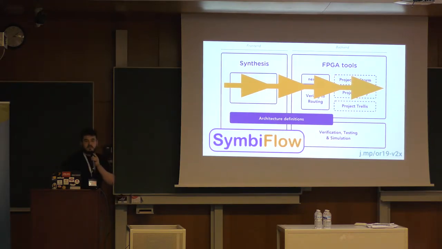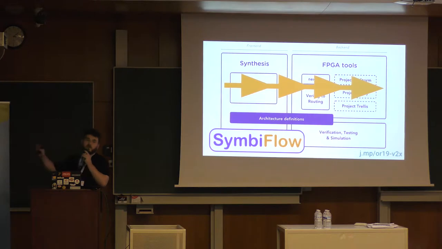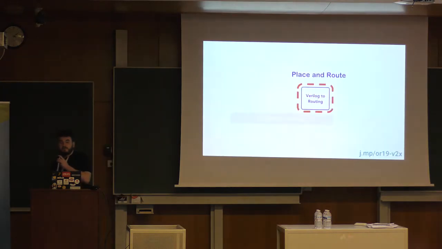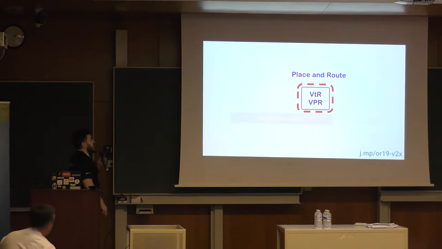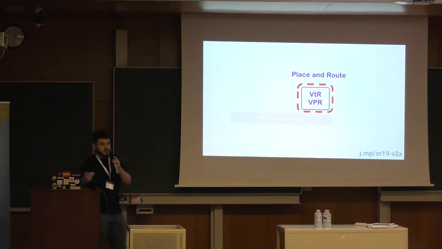What is important, SymbiFlow actually combines a lot of tools that are maintained and owned by other projects. SymbiFlow does not own most of the projects used in this toolchain. One of those projects we use in SymbiFlow is a Place&Route tool called Verilog to Routing. In this presentation, I will use VTR, which stands for Verilog to Routing.